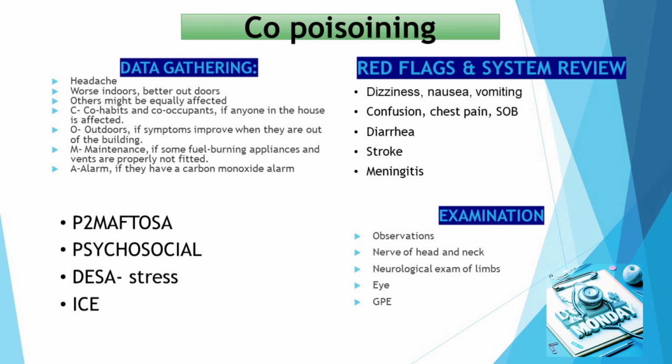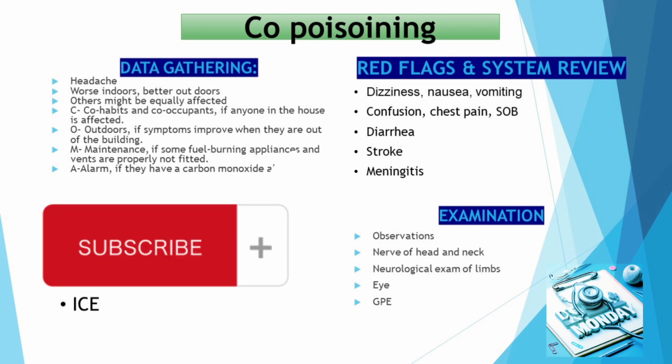So now let's start with the approach, okay? As always, our Socrates is very important because it's in the Socrates that you will get the history. When you ask about anything that makes it better, anything that makes it worse, that's where you will get that history. So always ensure that you explore the entire Socrates. So the site, the onset, the character, radiation, alleviating and relieving factors, the timing: is it there every time or does it come and go? Since it happened, has it been progressively getting worse? And then of course the severity on a scale of 1 to 10, okay?